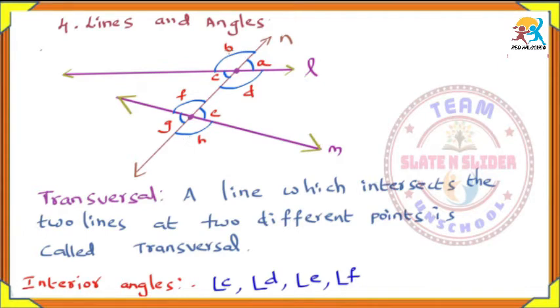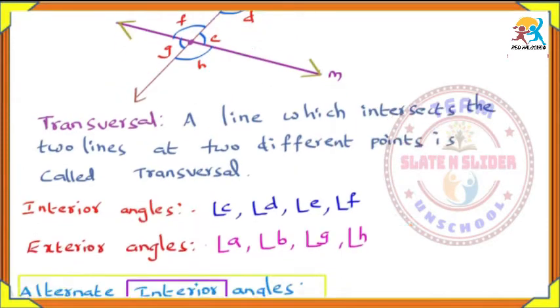That means if we take angle B, then definitely we should not take angle A, and we should not take angle G for angle B. Why? Because these two are on the same side. That's why we have to choose the alternate angle for angle B, that is angle H. So we can write angle B and angle H.